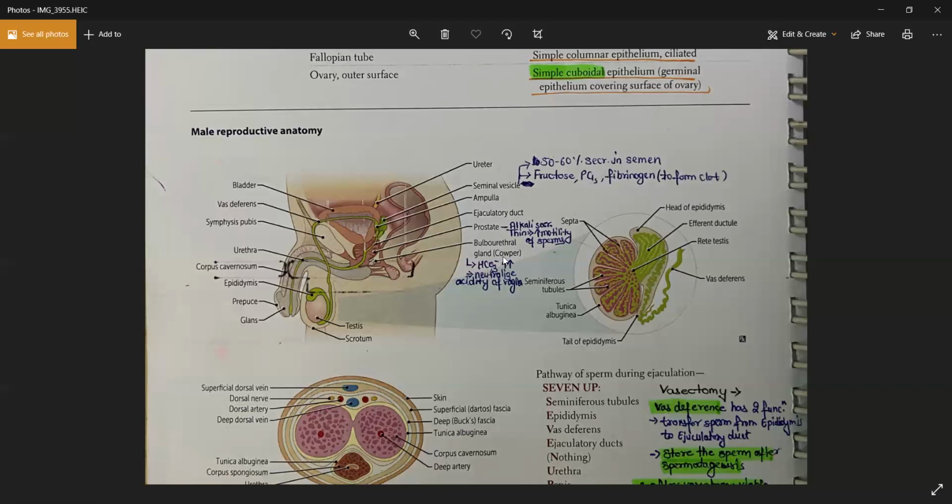Finally, the semen will meet with the bulbourethral gland, that again secretes the bicarbonate, and the function of this gland is to neutralize the acidity of the vagina. Okay, and finally, they all will be secreted by this urethra.